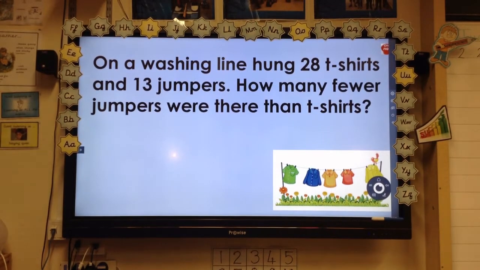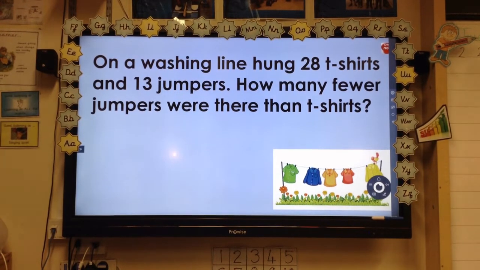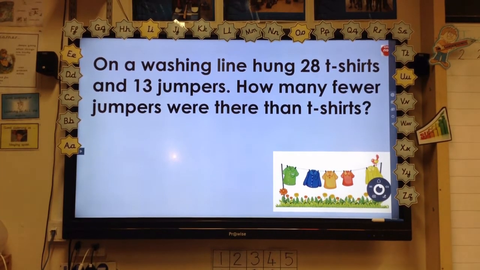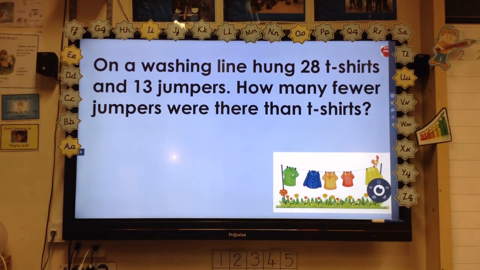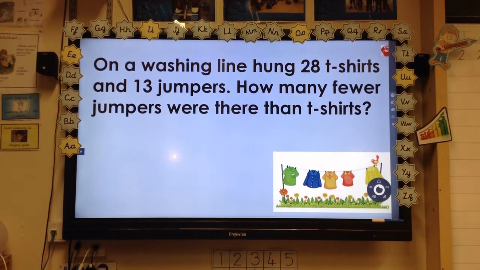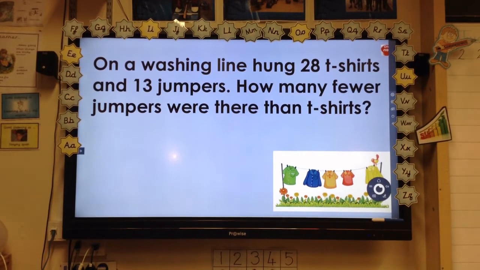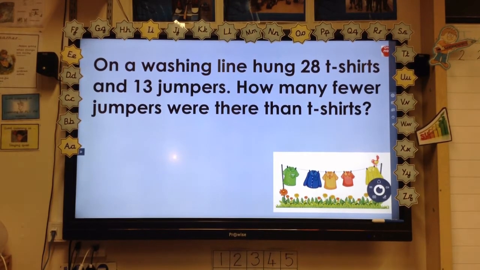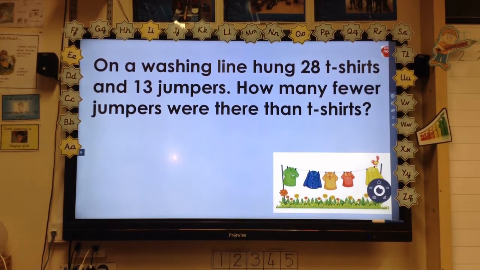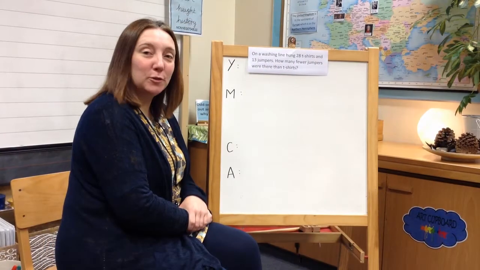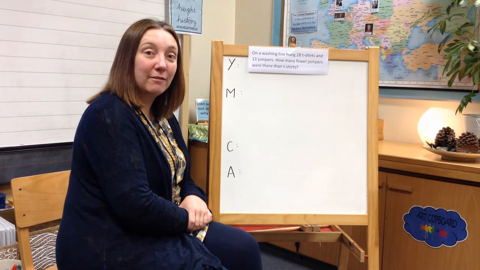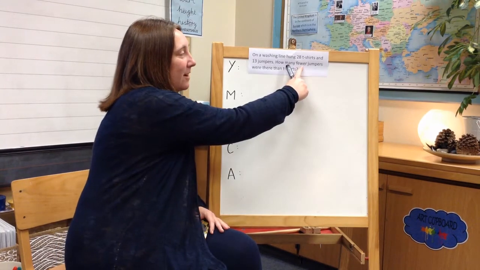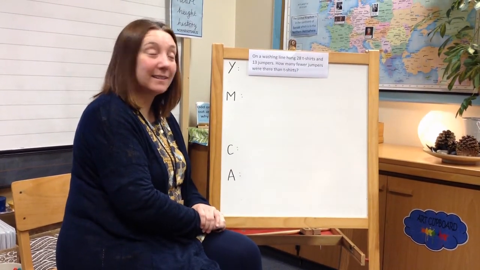And the next one. My turn first. On a washing line hung 28 t-shirts and 13 jumpers. How many fewer jumpers were there than t-shirts? Now let's read it together again. On a washing line hung 28 t-shirts and 13 jumpers. How many fewer jumpers were there than t-shirts? Have you spotted the word that tells us this is a comparing problem? It was more in the first one. This time it's the word fewer, which means less than.